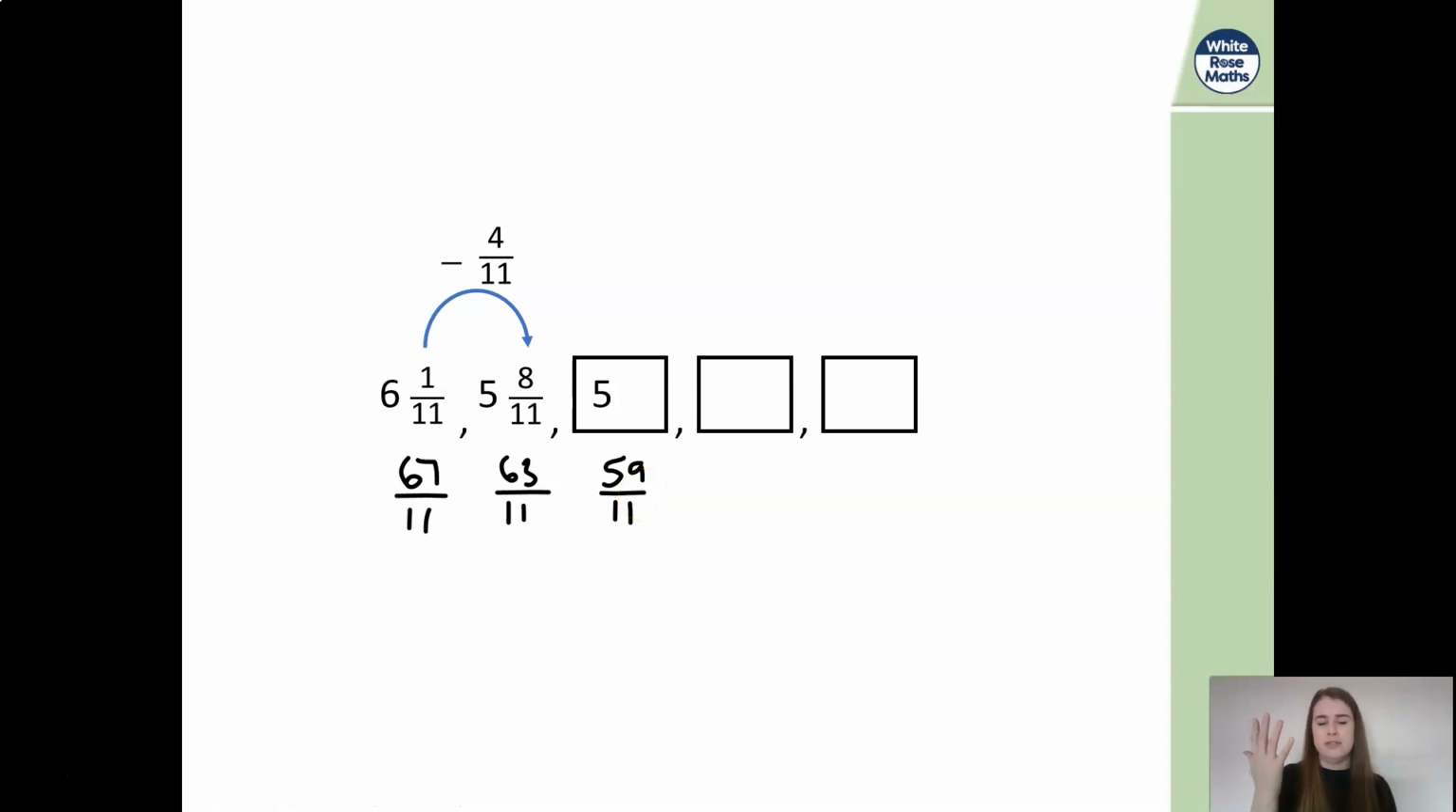So how do I get from 55 to 59? So 56, 57, 58, 59. I have 4 left over. So my fraction is going to be 4/11.